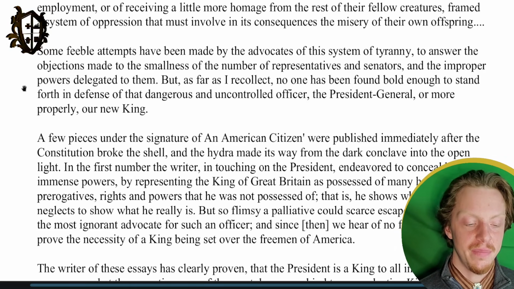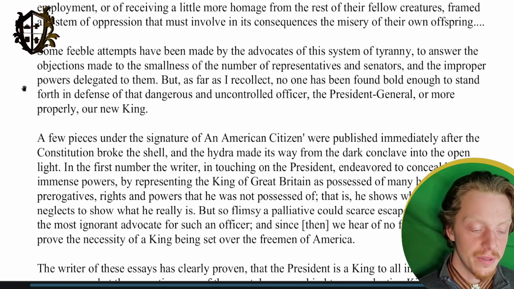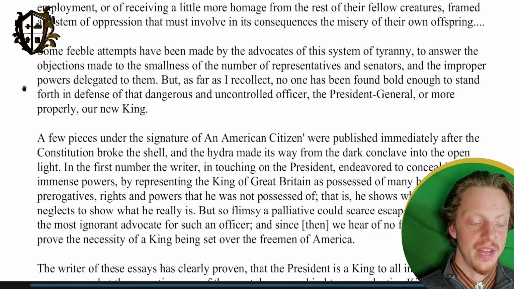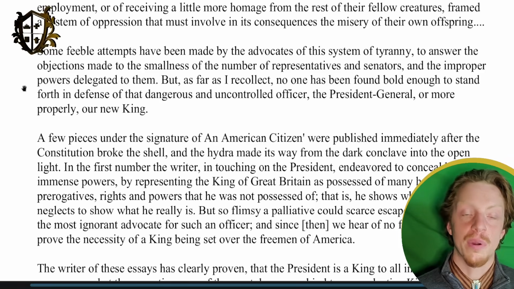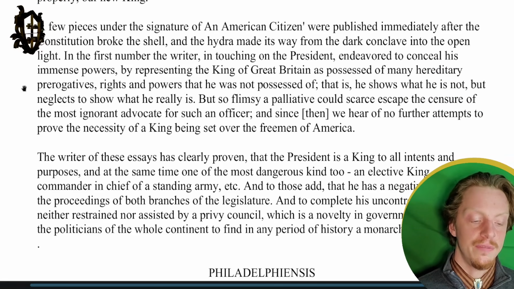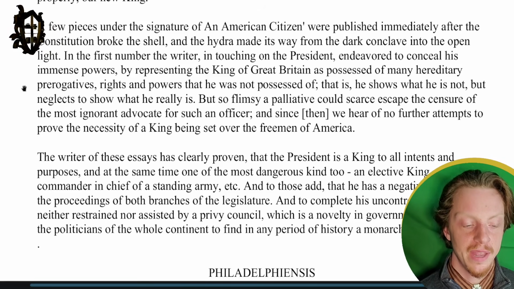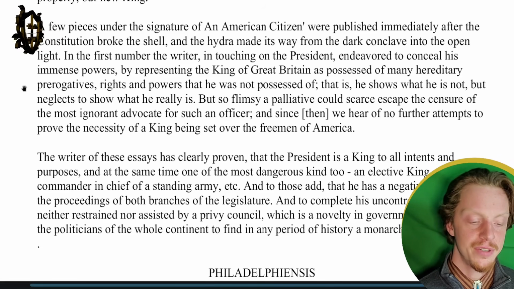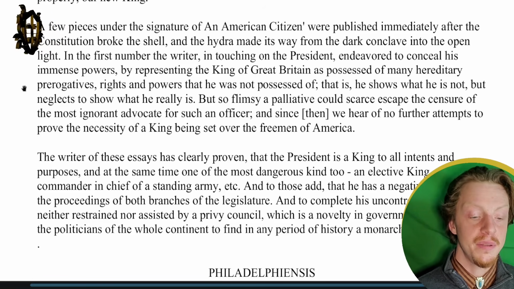Some feeble attempts have been made by the advocates of this system of tyranny to answer the objections made to the smallness of the number of representatives and senators and the improper powers delegated to them. But as far as I recollect, no one has been found bold enough to stand forth in defense of that dangerous and uncontrolled officer, the President General, or more properly, our new king. A few pieces under the signature of an American citizen were published immediately after the Constitution broke the shell, and the Hydra made its way from the dark conclave into the open light. In the first number, the writer, in touching on the president, endeavored to conceal his prerogatives, his immense powers.